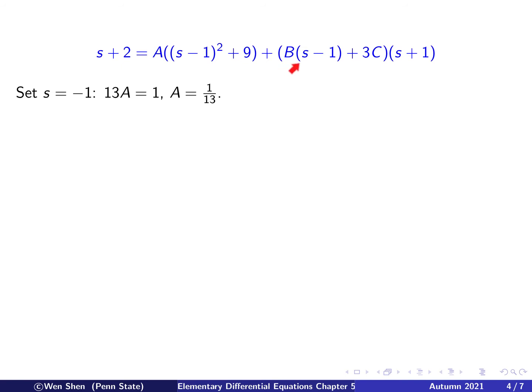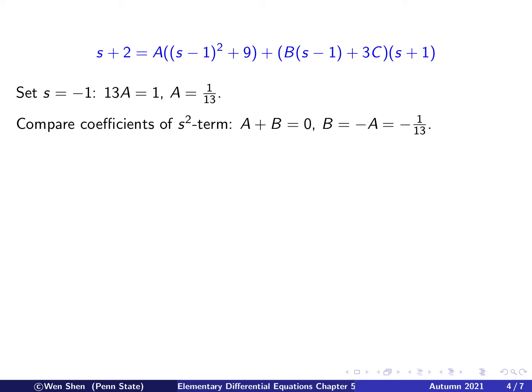So we see that b and c are involved in the term that is multiplied by s plus 1. So if we put s to be negative 1, this term is multiplied by 0, so it's gone. And then we only have a. Then one can easily solve it, right? So negative 1 plus 2 is 1. And if s is negative 1, then I get 2 squared, which is 4, plus 9 is 13. So 13a equals 1, so a is 1 over 13.